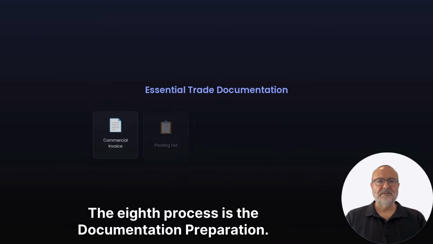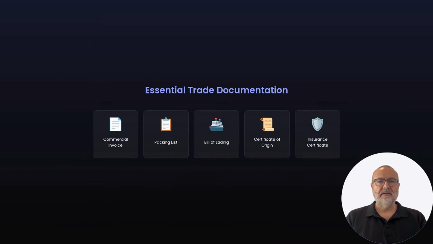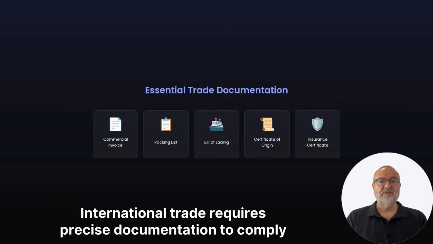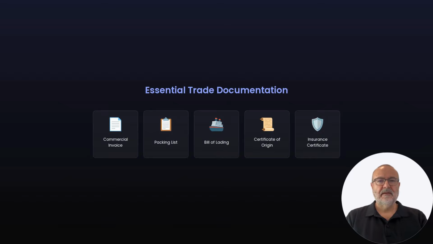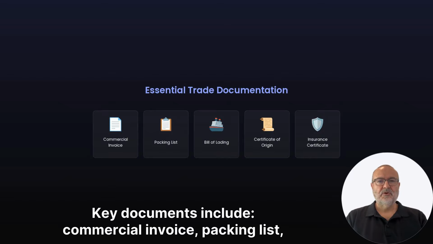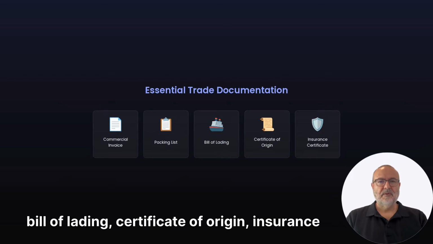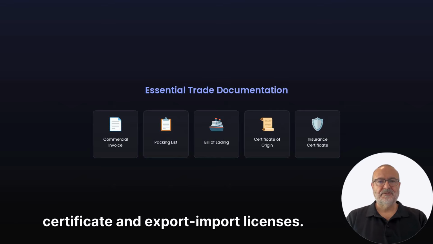The eighth process is the documentation preparation. International trade requires precise documentation to comply with customs and payment requirements. Key documents include commercial invoice, packing list, bill of lading, certificate of origin, insurance certificate, and export-import licenses.